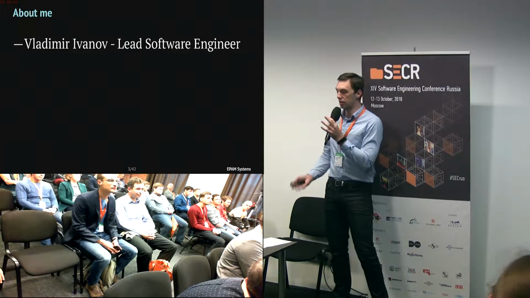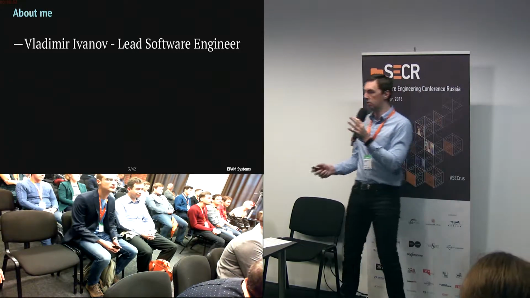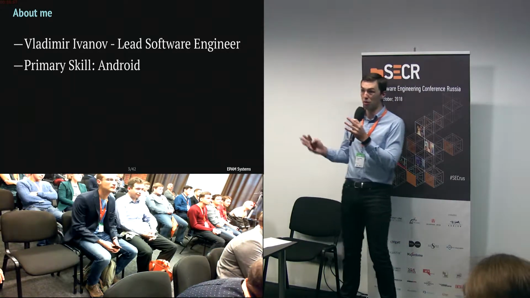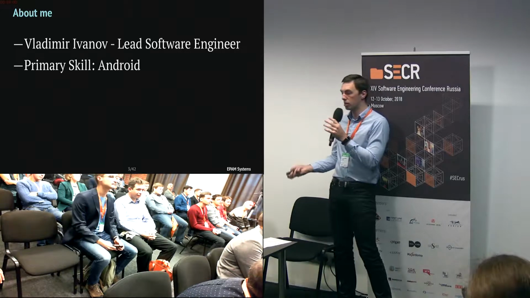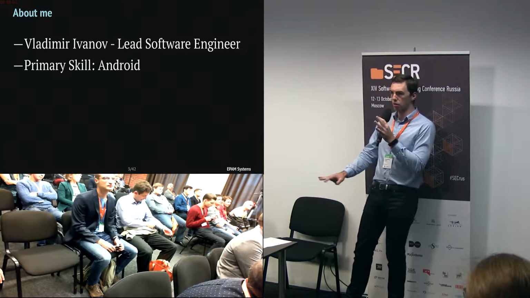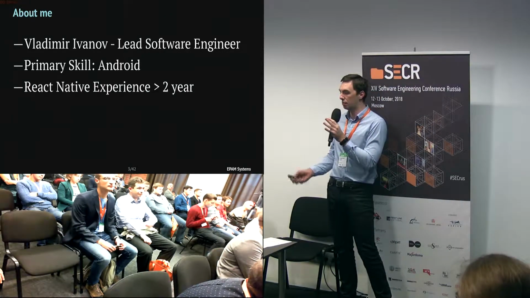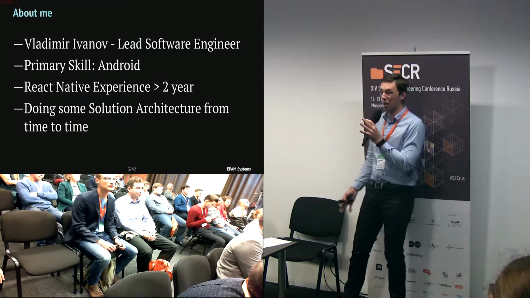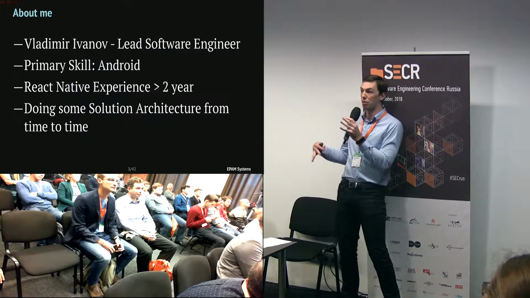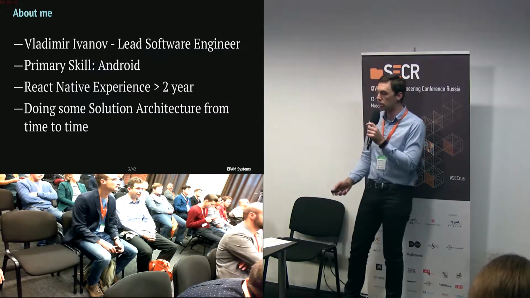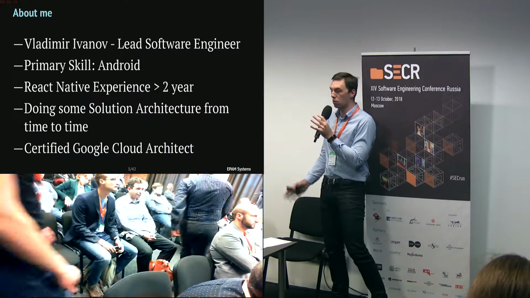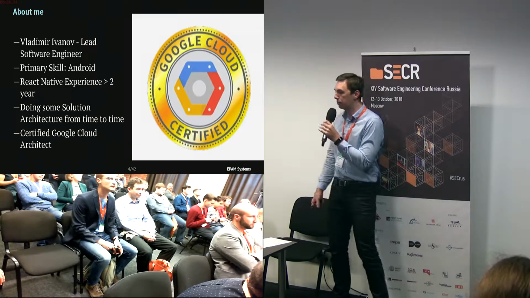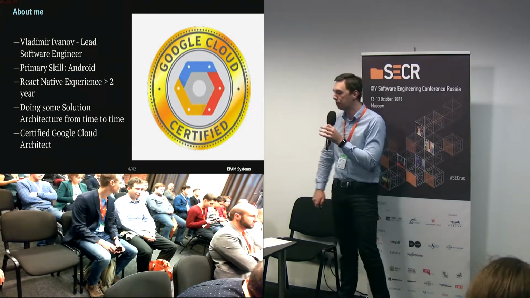Okay, about me, my name is Vladimir Ivanov. I'm lead software engineer in EPM systems. We call it primary skill, so my primary occupation is Android development. I'm doing mobile applications for more than 7 years, but it's not the limit for my technical interests. I'm doing some cross-platform mobile development with React Native, for example, and I'm doing solution architecture from time to time for different projects. Recently, I passed the Google Cloud Architect certification, and that was tough but cool. I got that kind of badge for that.